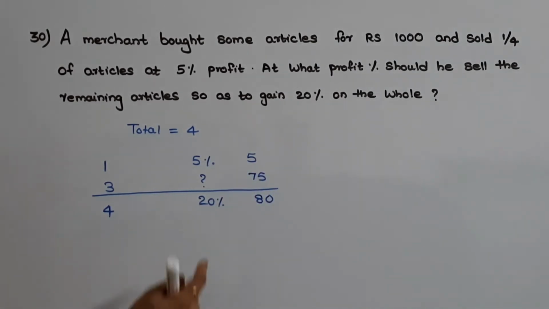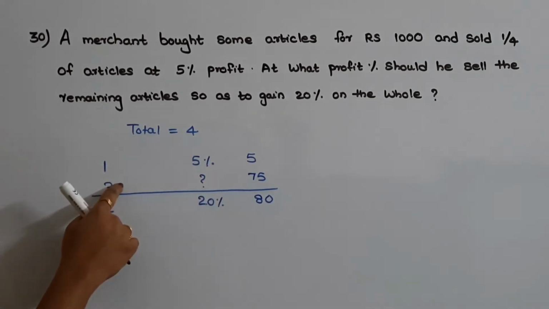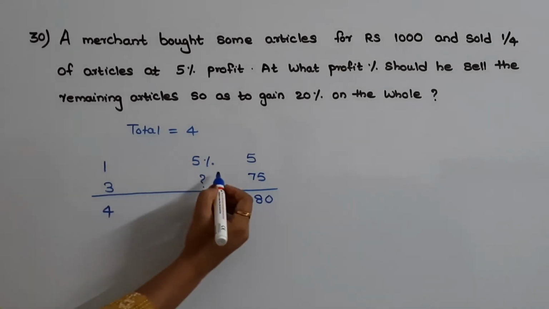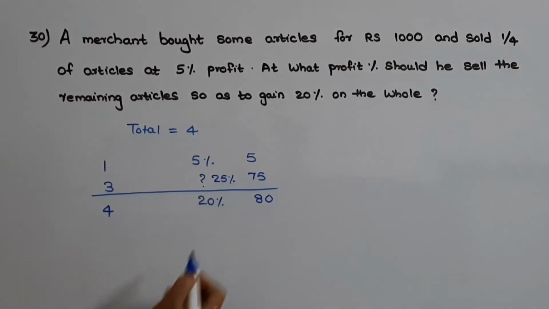Okay. So we need to find out this profit percentage. So this value will be equal to 75 divided by 3. Okay, that will be equal to 25%. So this is the answer.